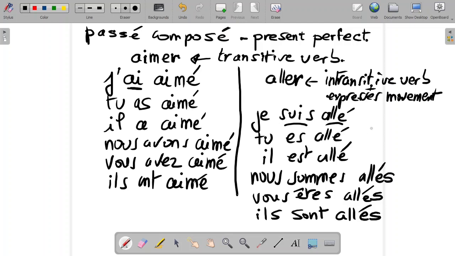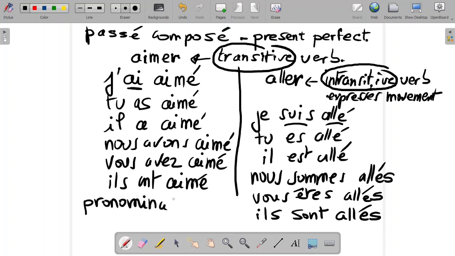Okay, so that's how you form it. And I have to explain when you use avoir as the auxiliary verb and when you use être as the auxiliary verb, and it has to do with this: is it a transitive or an intransitive verb? And there's also, is the form pronominal? That's another thing to consider. It's reflexive form. That's another thing to worry about. Okay, so let's talk about that in the next slide.